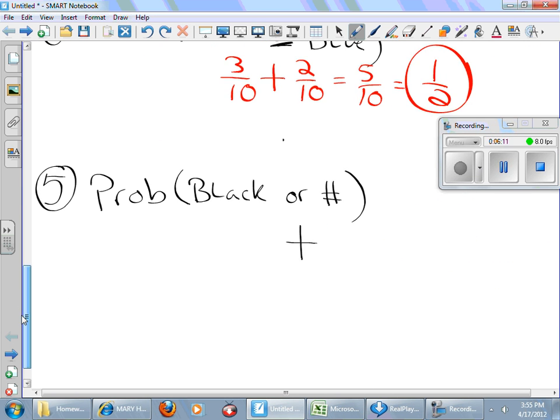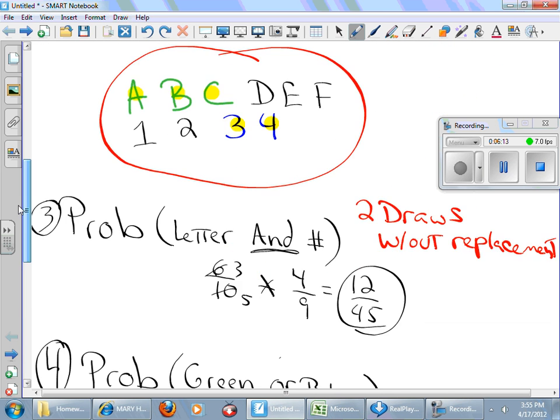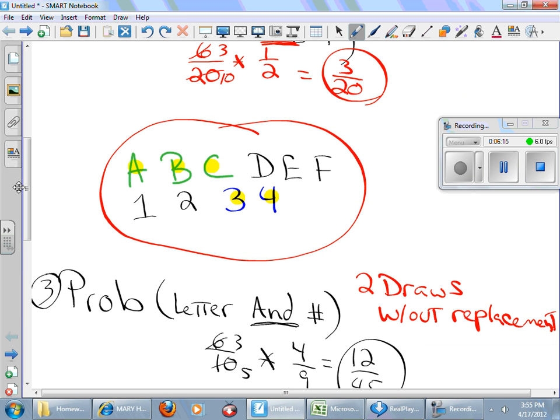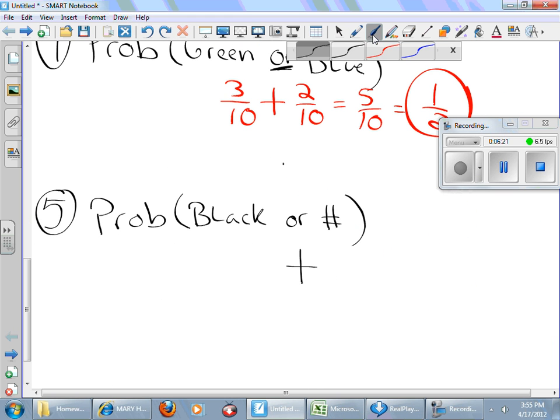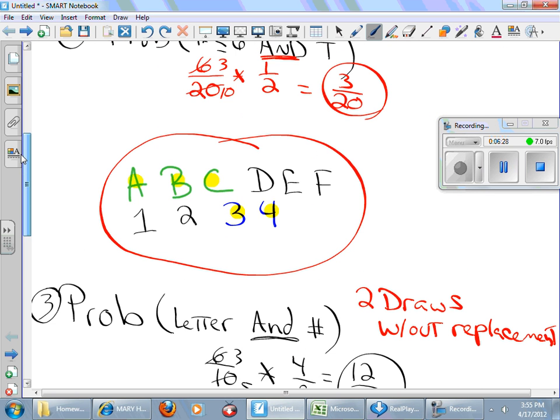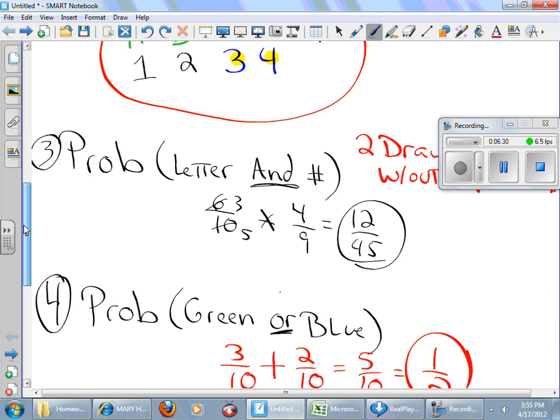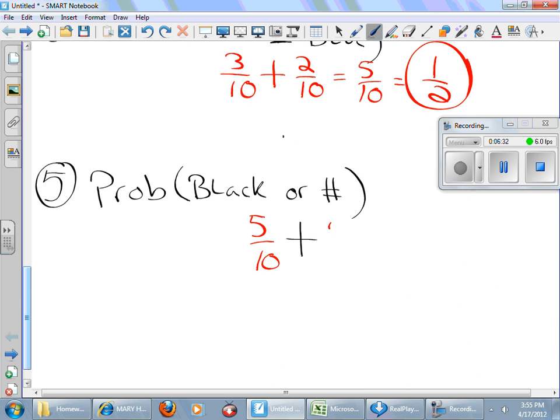But let me first set it up. Probability of getting a black. Let's see how many black characters are in the bag. 1, 2, 3, 4, 5. So the probability of getting a black out of that bag is 5 out of 10. The probability of getting a number. Well, how many numbers are in the bag? Looks like 4. 1, 2, 3, and 4. Okay, but some of them are black numbers. I don't want to count them more than once.